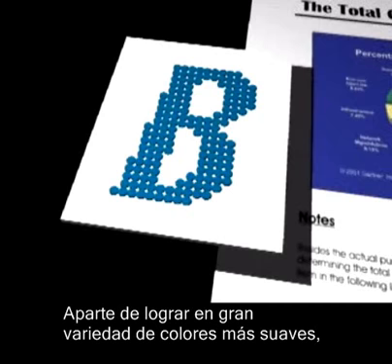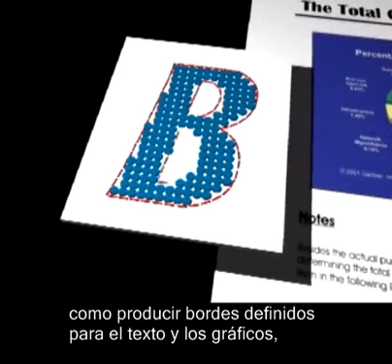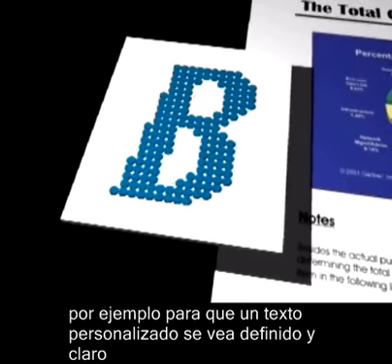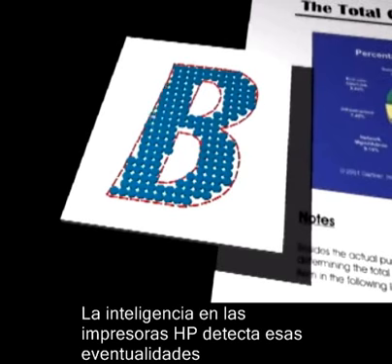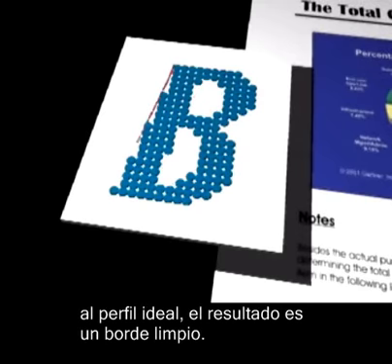Apart from achieving a greater variety of smooth color shades, ImageRET also copes with difficult cases, such as producing sharp edges for text and graphics. For example, when it comes to making text look crisp and clear, a collection of single-sized binary dots makes an uneven approximation to the ideal edge. The intelligence in HP printers detects such eventualities and positions various sizes of dot to better match the ideal profile. The result is a clean edge.